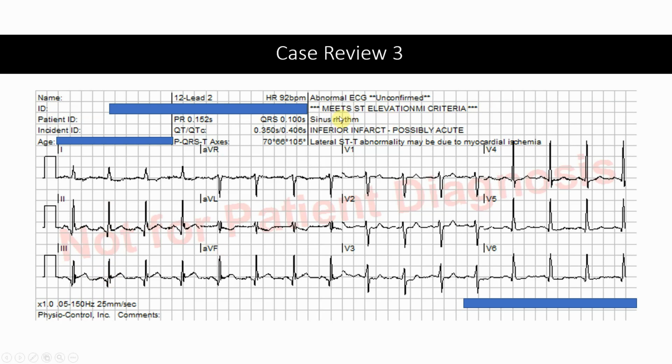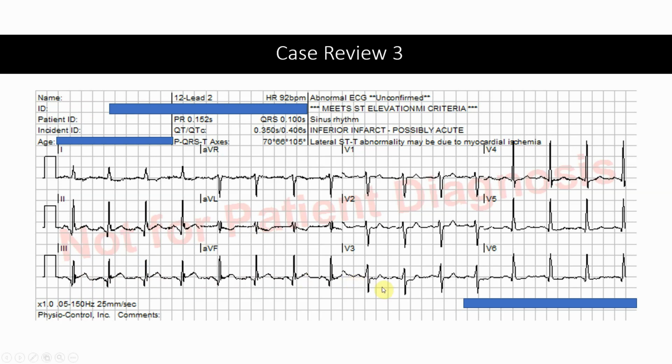to give this interpretation. I also want you to note that there are inverted T waves in AVL. So if you're ever unsure if this is an inferior STEMI or not, look at AVL. If there's ST depression or flipped T waves, then that confirms what you were thinking.